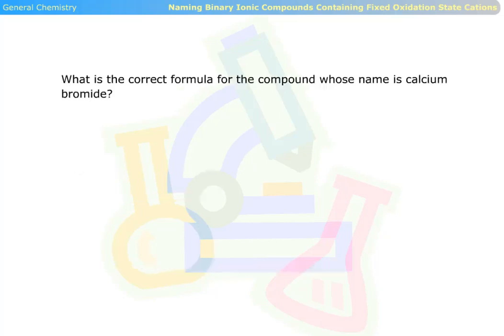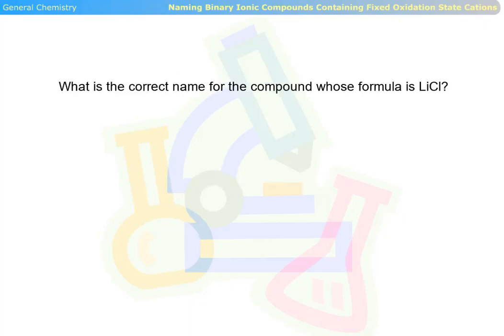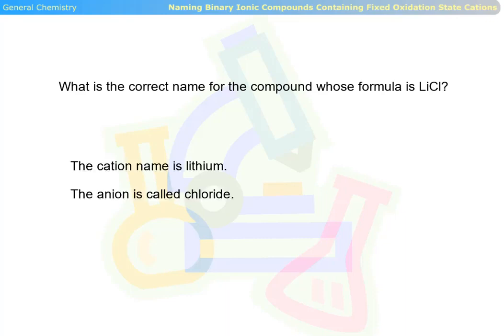What is the correct formula for the compound whose name is calcium bromide? The formula is CaBr2. What is the correct name for the compound whose formula is LiCl? The cation name is lithium. The anion is called chloride. So the compound is called lithium chloride.